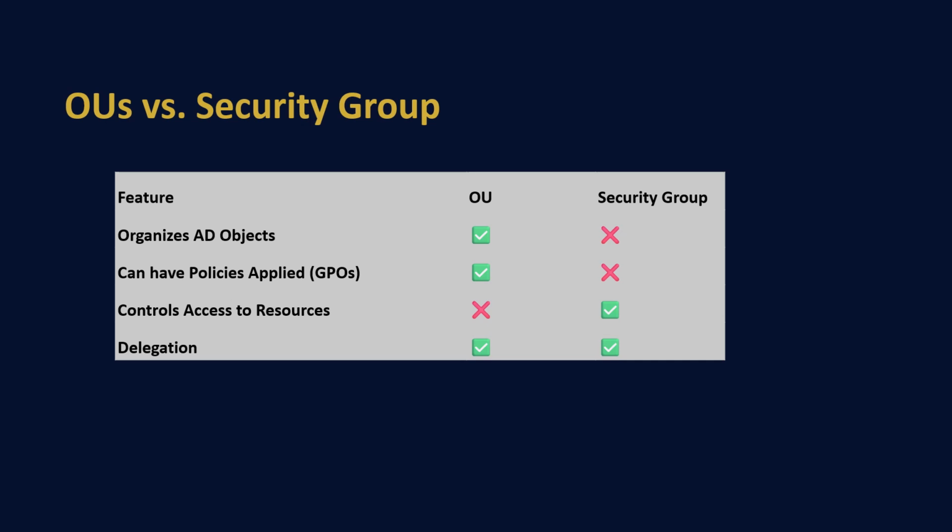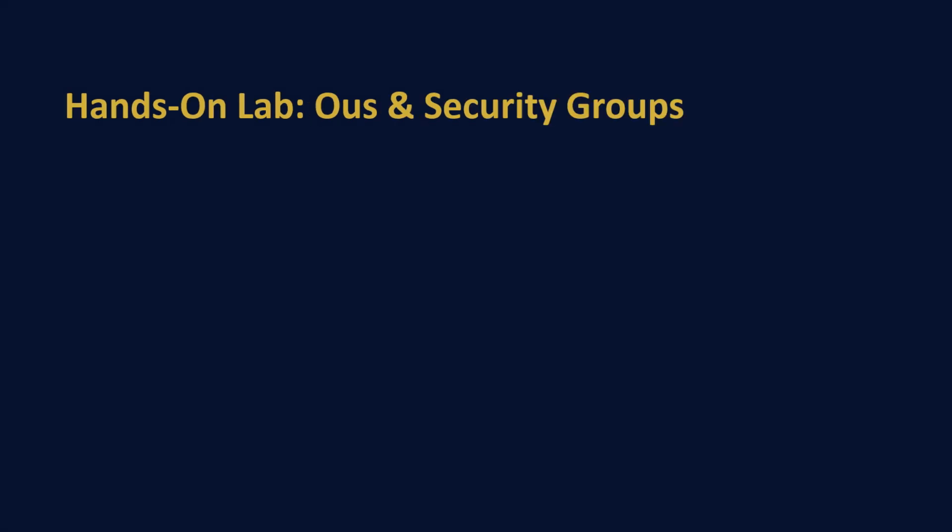So here's the rule to remember: OUs organize and receive policies, security groups control access to resources. Together, they're the two sides of how Active Directory is administered. Now that we've covered the theory, we'll see it in action in our hands on lab.